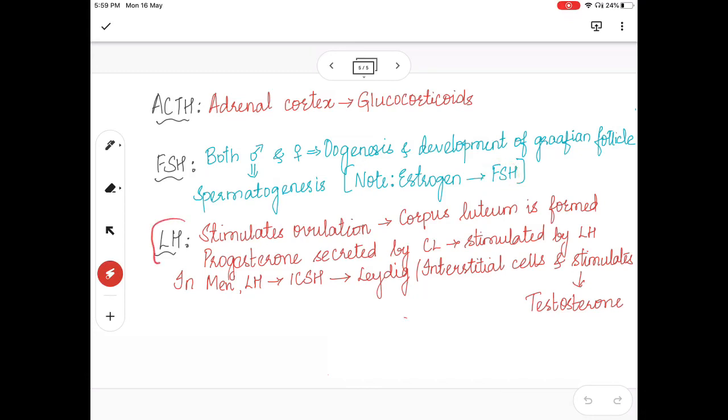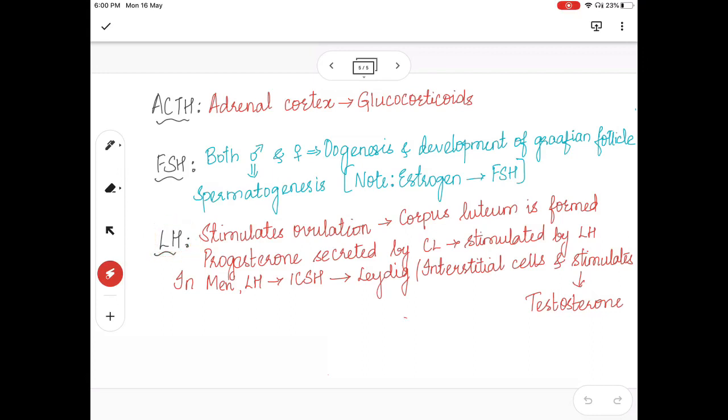Coming to the last hormone which is secreted by the anterior gland is luteinizing hormone, which you also call as interstitial cell stimulating hormone, that is ICSH. Now what does this do? In case of females, it is going to stimulate ovulation, okay, because of which corpus luteum will be formed. And also the hormone progesterone, which is secreted by the corpus luteum, is stimulated by our very own luteinizing hormone.